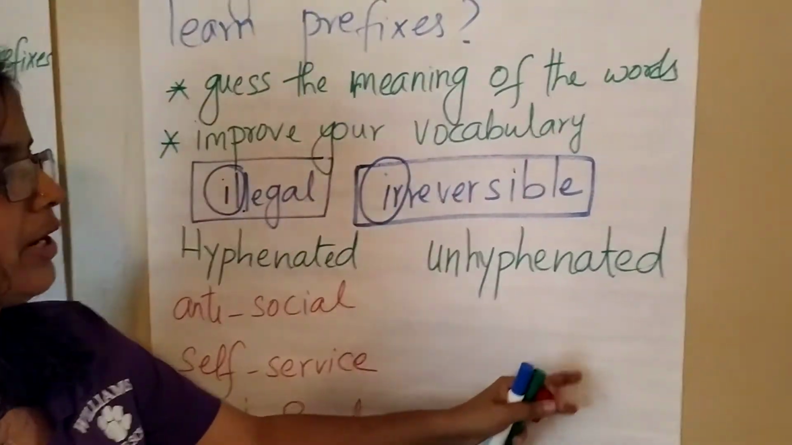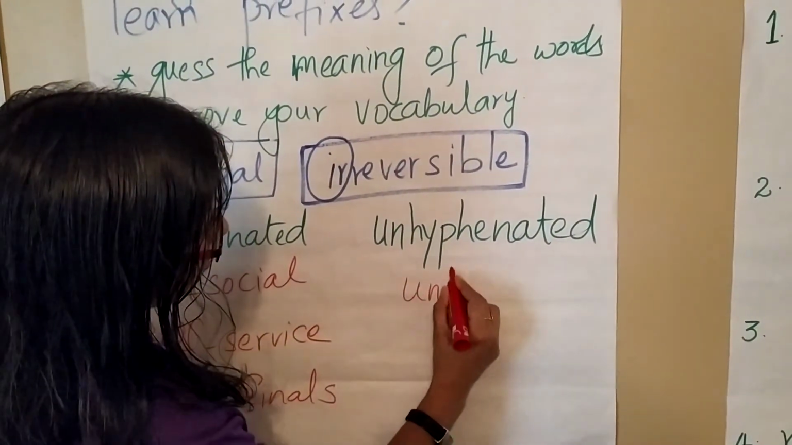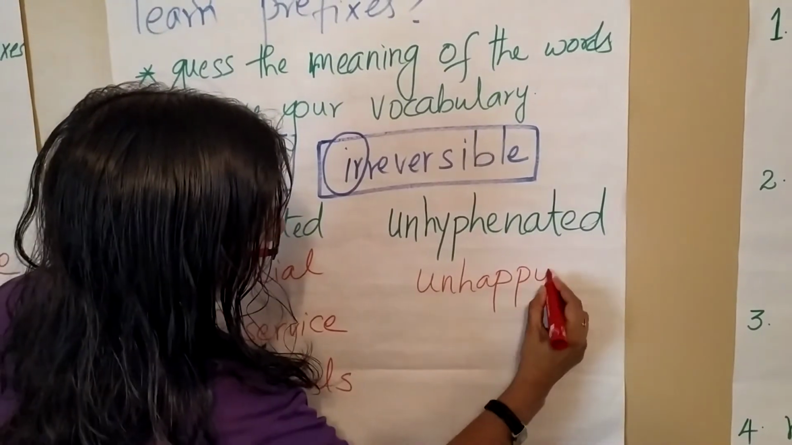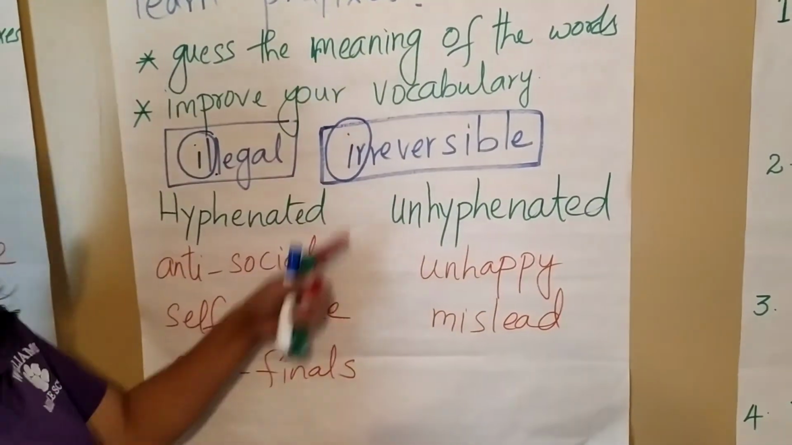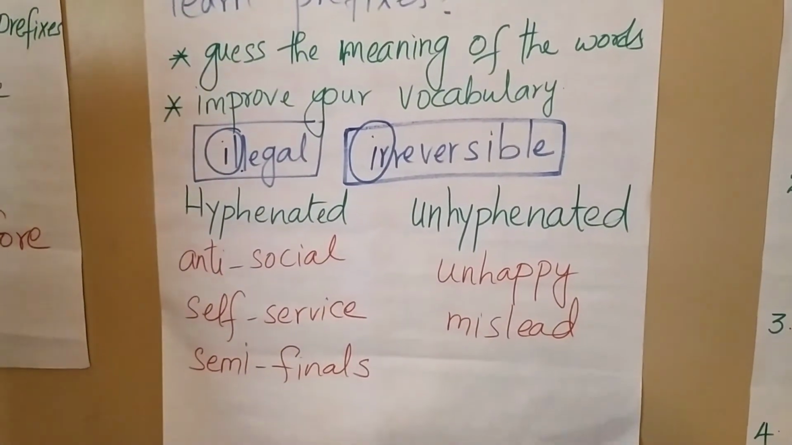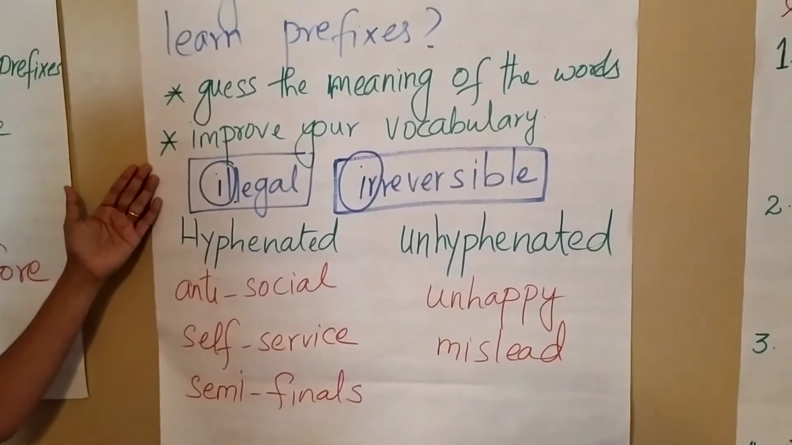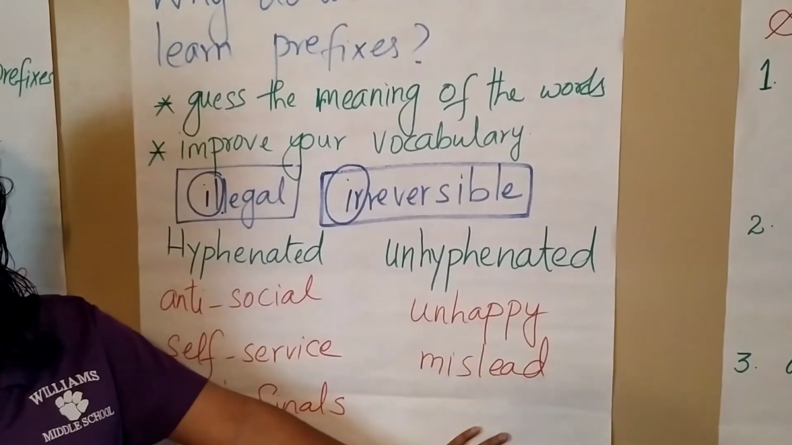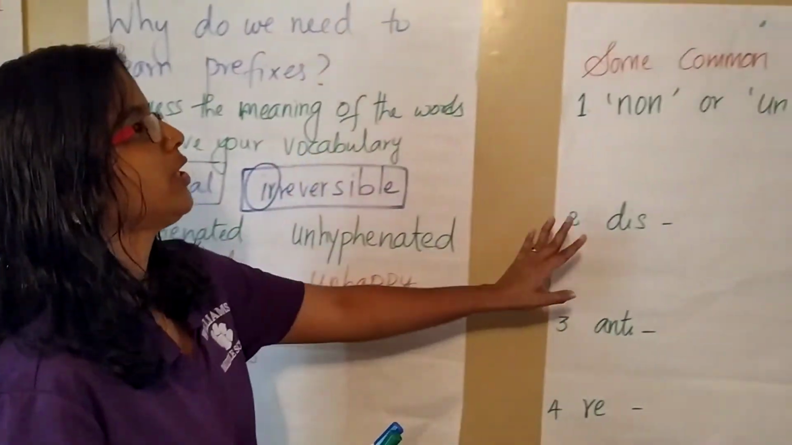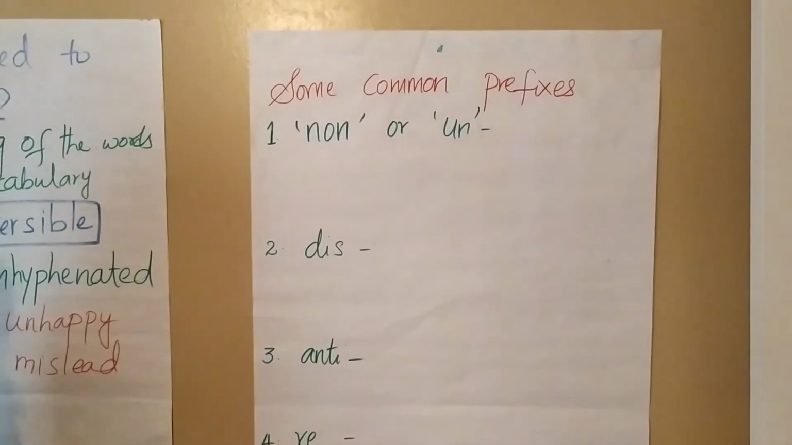So here when you come back, you can see many other words like unhappy, mislead, and many other examples of all these words which come without a hyphen. So you need to understand that prefixes are words which sometimes are hyphenated, sometimes they are not hyphenated. Okay, so now let's move on to some common prefixes which we usually come across.